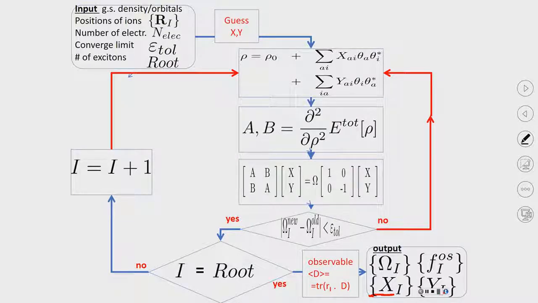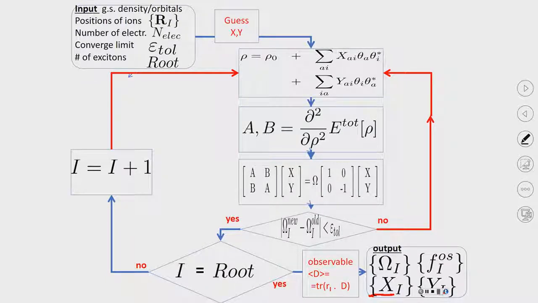Same as in DFT, you need to guess a random density when you start, to have a density at your disposal. Then as soon as you have some density, you can formulate your A and B coefficients based on the density. And then you can solve the Casida equation, and from the Casida equation you can check if your transition energy converges. You start from the lowest excitation and repeat this procedure until it converges. As soon as it converges, one goes into the next state and repeats the procedure.